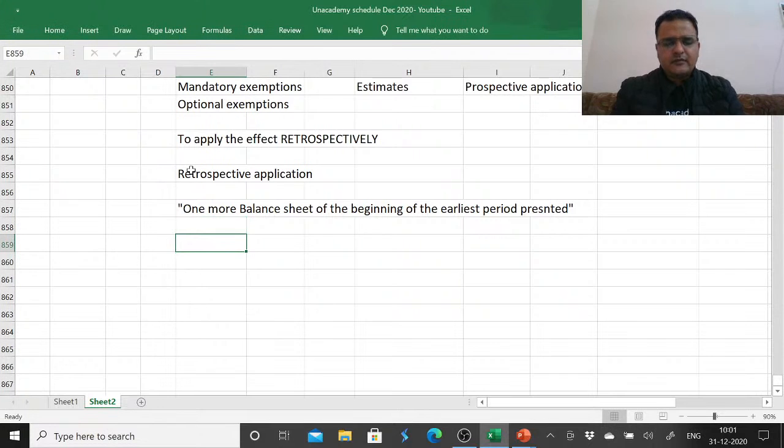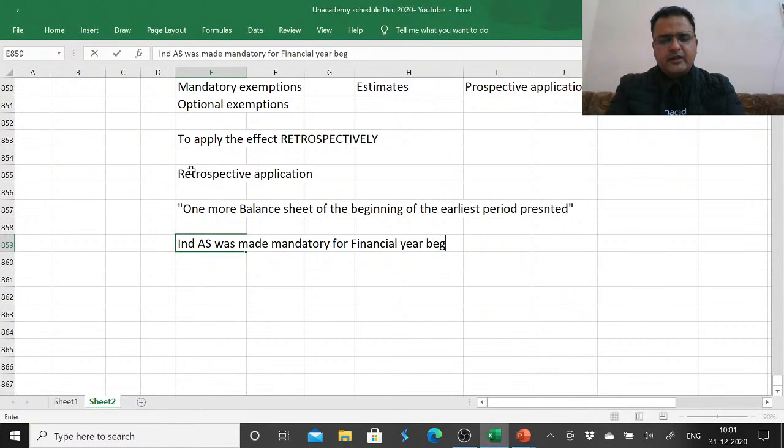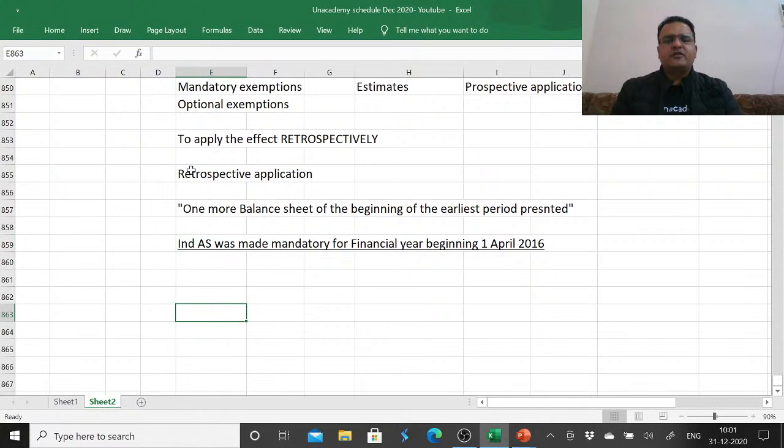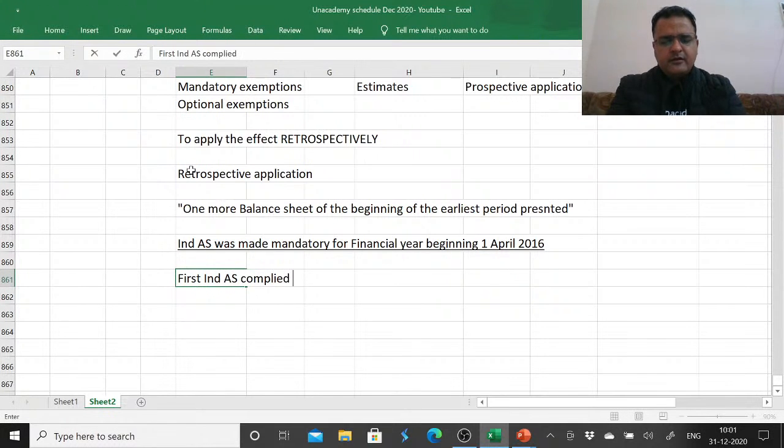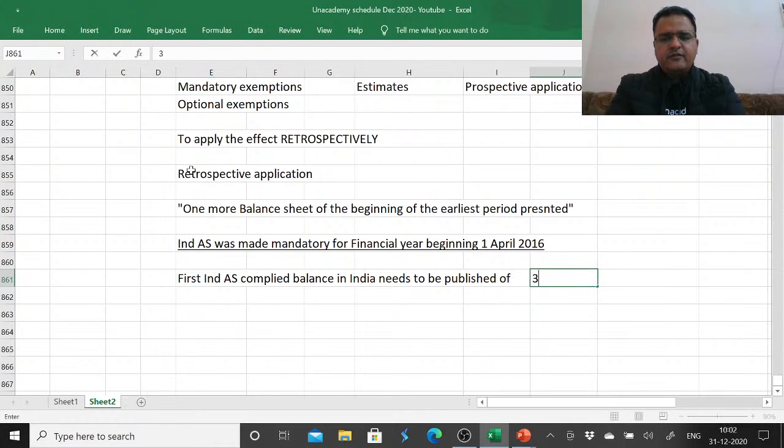So in India, Ind AS was made mandatory for financial year beginning 1st April 2016. Now to be able to apply this change that it is mandatory from 1st April 2016, that means the first Ind AS complied balance sheet in India needs to be published of 31st March 2017.